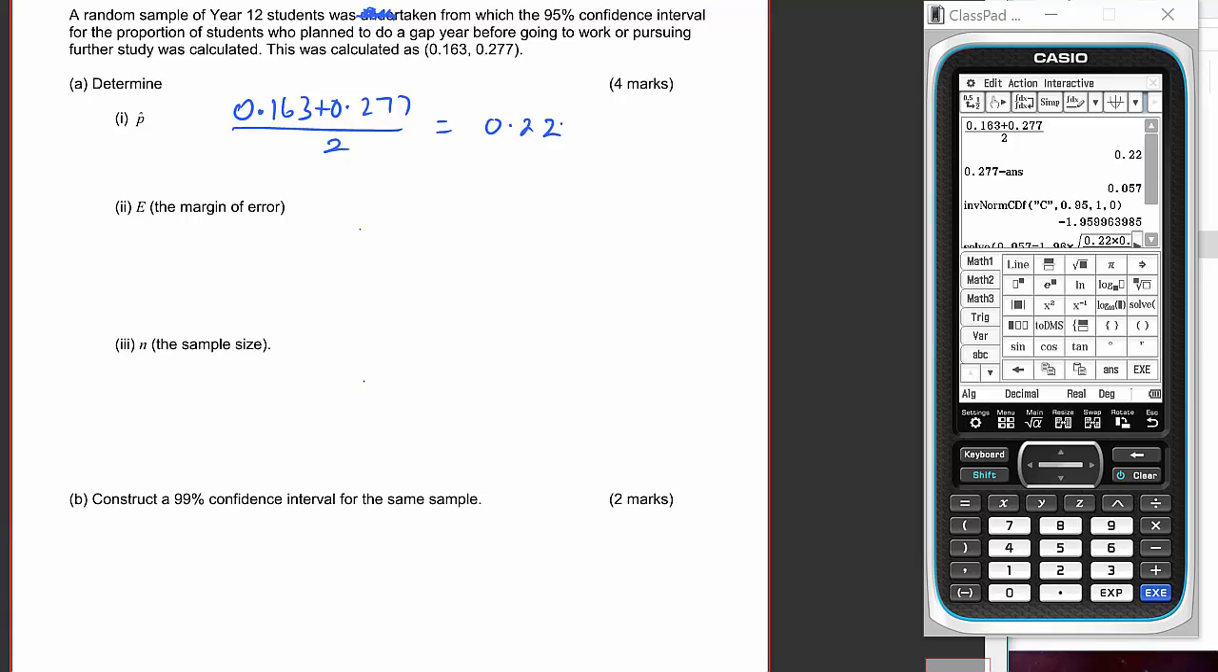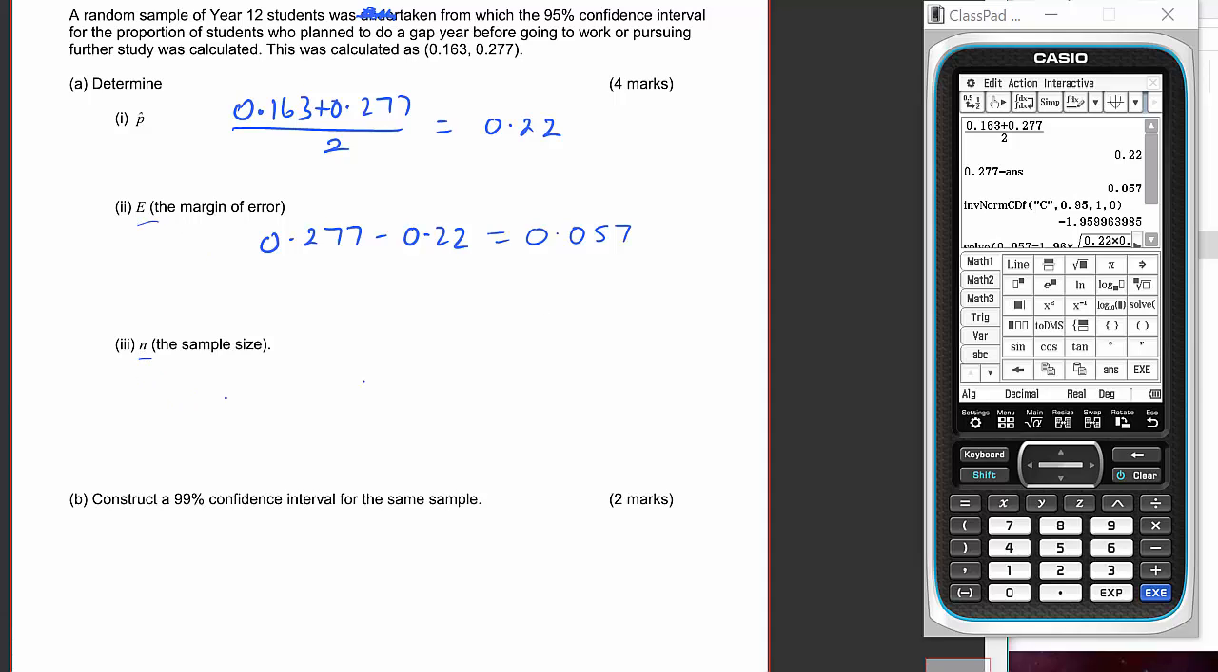The margin of error then is just going to be the distance from the centre to one of these. So 0.277, take away 0.22, I've done that as well, 0.057. And of course that is the margin of error, which is what we're trying to find.